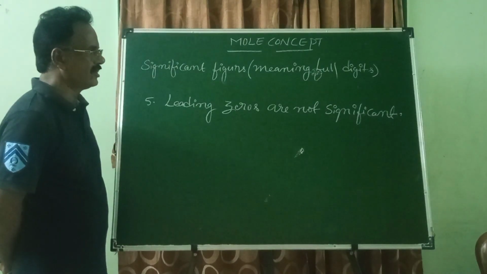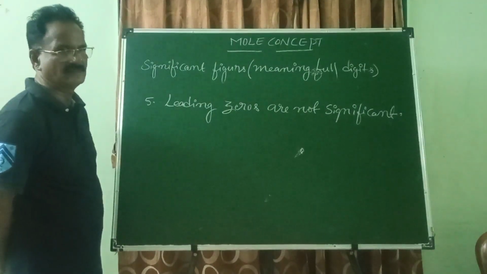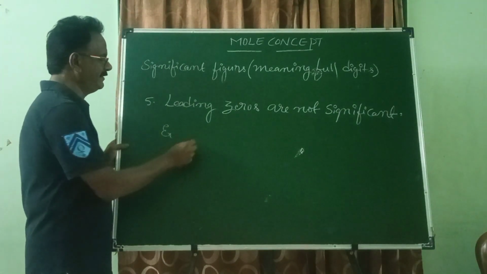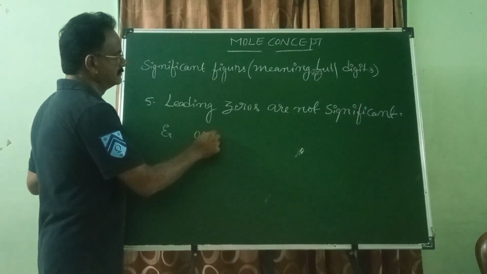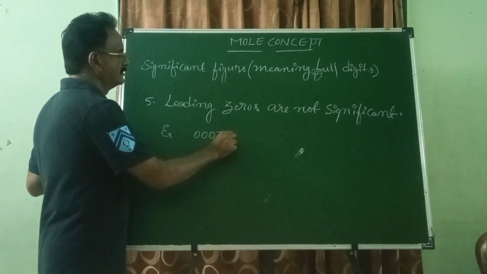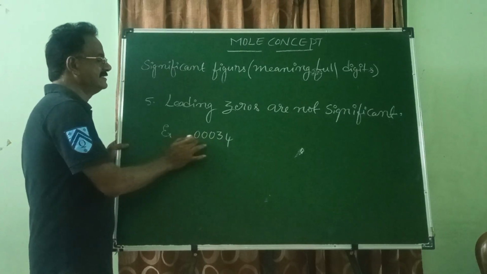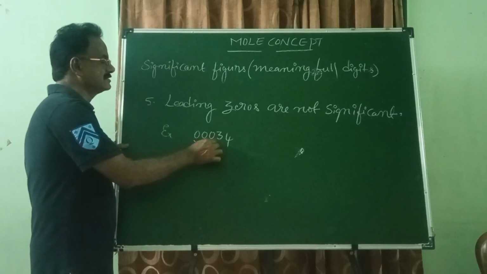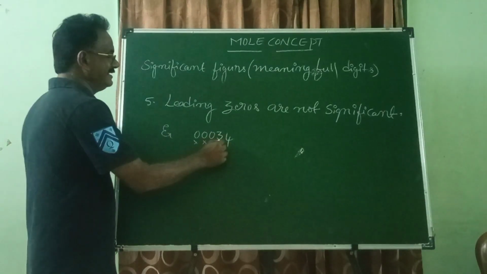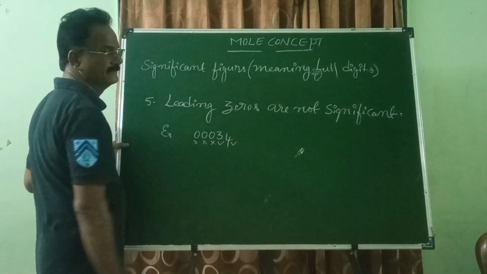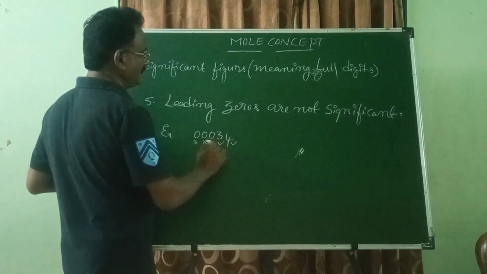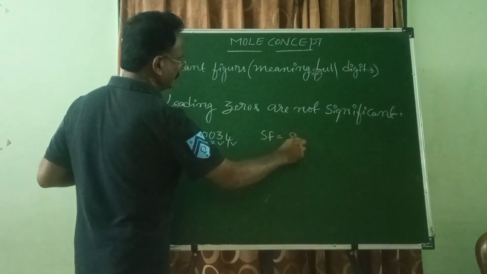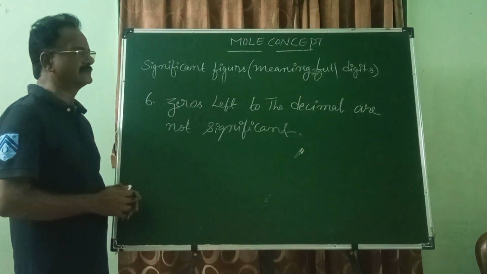Rule number 5: leading zeros are not significant. Let us see one example. If you have a number like this, these are called leading zeros. These are not significant. Only these 2 digits are significant here. So the number of significant figures in the given number is 2.